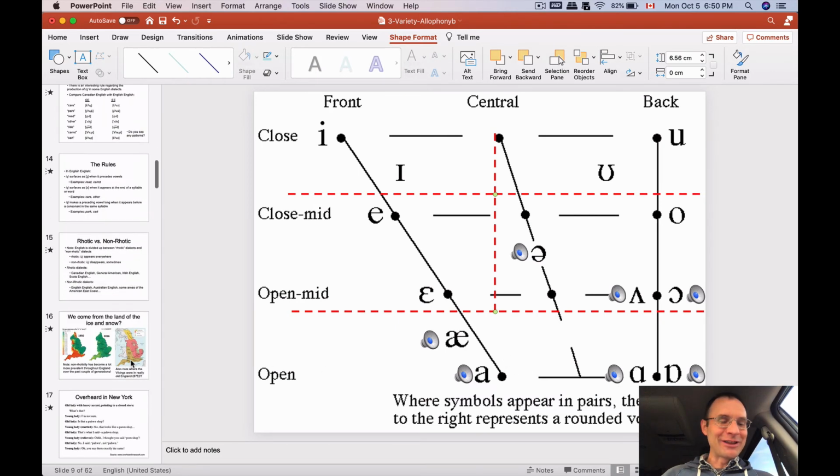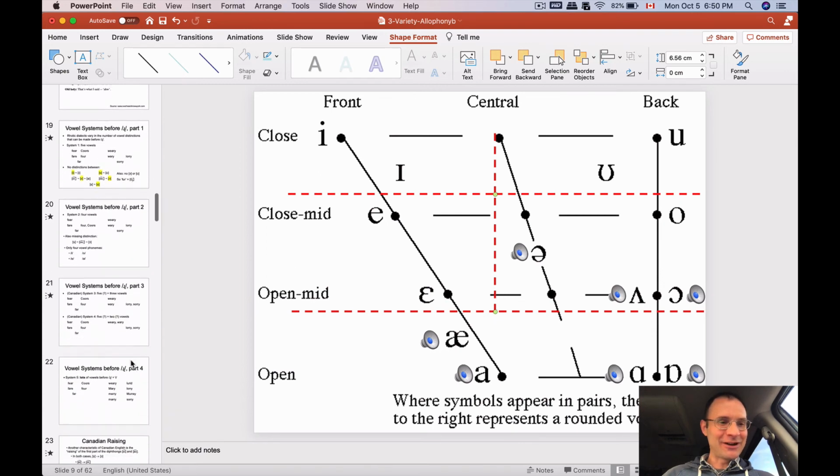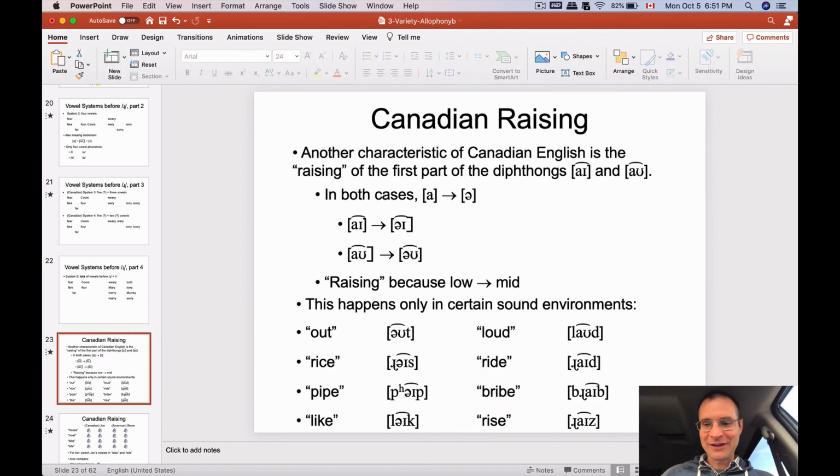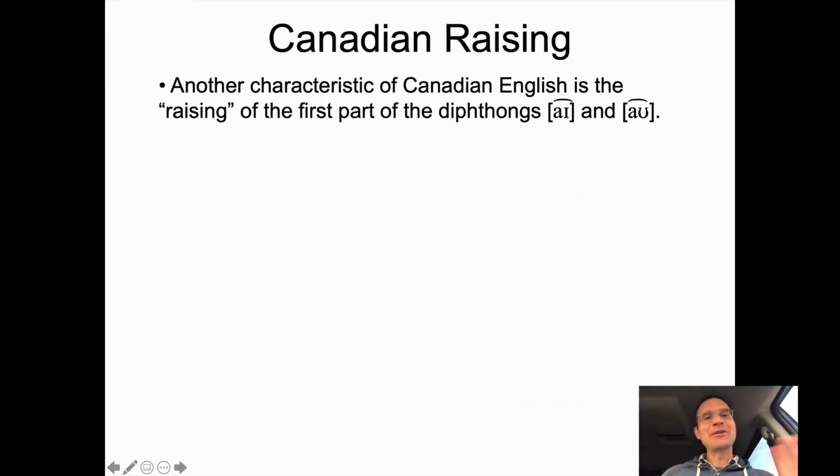And I normally write this on the board, so I apologize for the awkwardness of this. There's no chalkboard or whiteboard in my car, if you can believe it, but we'll just have to make do. I'm going to tell you one more aspect of Canadian raising, and then I think I'm going to call it a day on the car lecture.